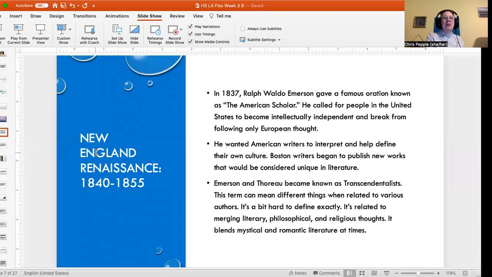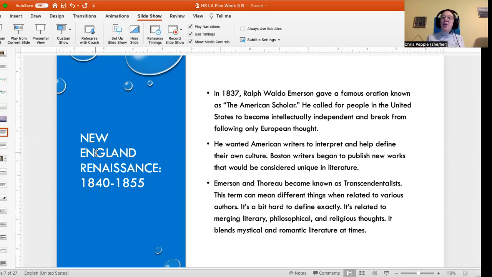Now, we also have something called the New England Renaissance, 1840 to 1855. In 1837, Ralph Waldo Emerson gave a famous oration known as the American Scholar. What was that? He was challenging people in the United States to become intellectually independent and break from following only European thought. He was like, we are a nation. We need to be developing our own philosophies here. We need to define who we are. So he wanted American writers to interpret and help define their own culture.